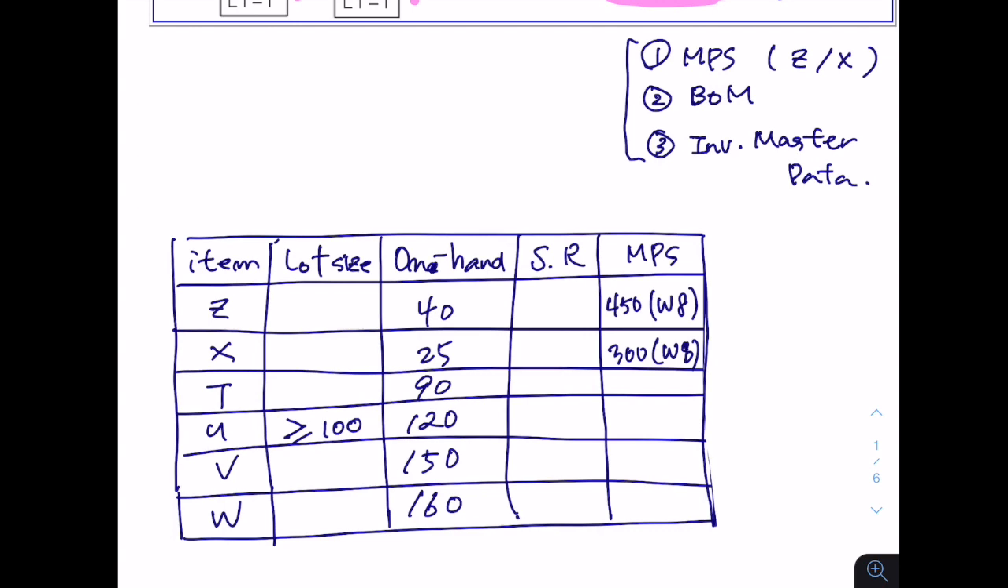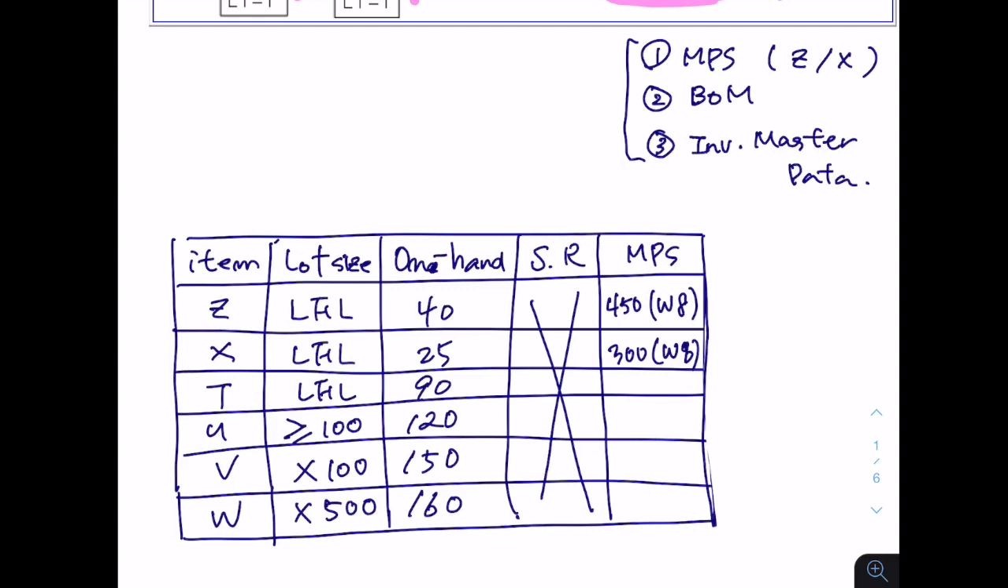Similarly, V and W have multiple order quantities of 100 and 500. So V must be multiples of 100, and W must be multiples of 500, respectively, and we want to fill in the matrices. There is no scheduled receipt, so actually we don't have any information about scheduled receipt. And when lot size is not given, that means there is no restriction, so we can assume that it is lot for lot. Again, what this lot for lot means is we can order the exact amount that we need.